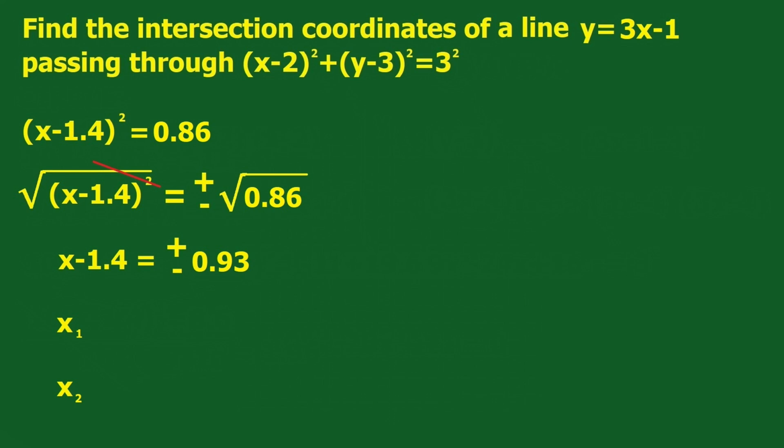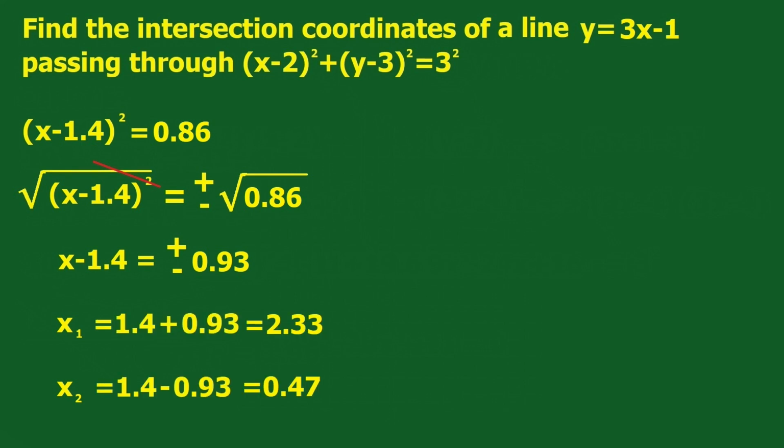Since we have a positive and negative value, we will be having two x's, x of 1 and x of 2. Assuming that the calculations are correct, we now have the values for the x coordinates.